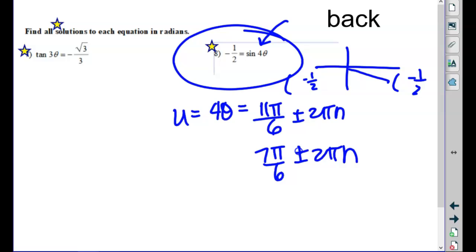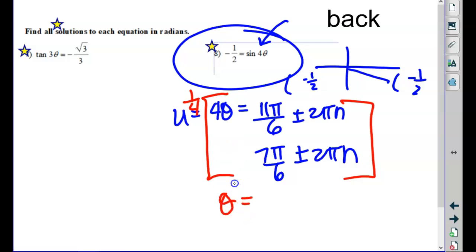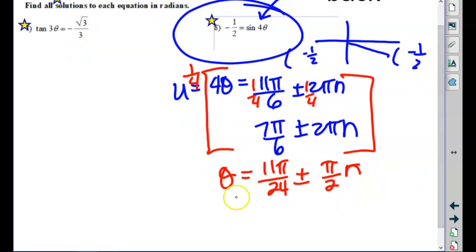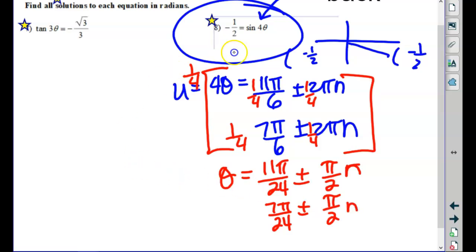Because now what do we have to do? We have to divide everything by 4 or take 1/4 of everything. So we're going to take everything in here and take 1/4 of it. So 1/4 of 4 theta will just be theta, which is what we're trying to find. 1/4 of this will become what? 11 pi over 24. Beautiful. And 1/4 of this, 2 pi over 4 becomes pi over 2n. Okay. And down here, when we take 1/4, we get 7 pi over 24 plus or minus 2 pi over 4 or pi over 2.